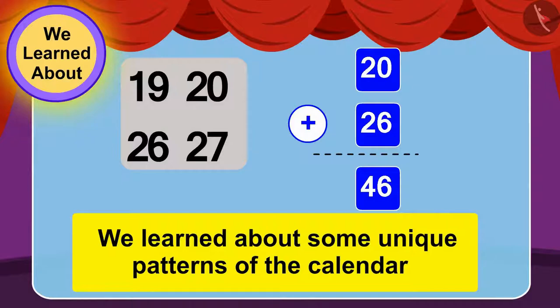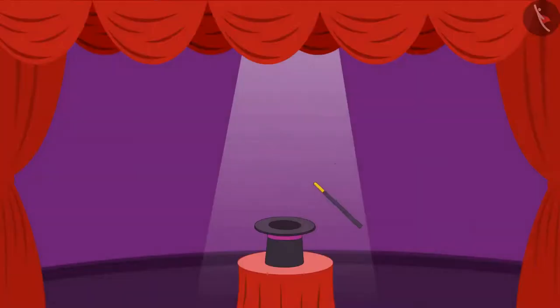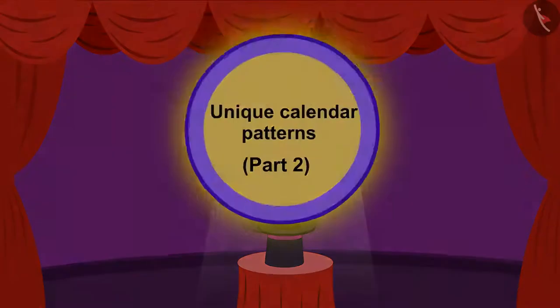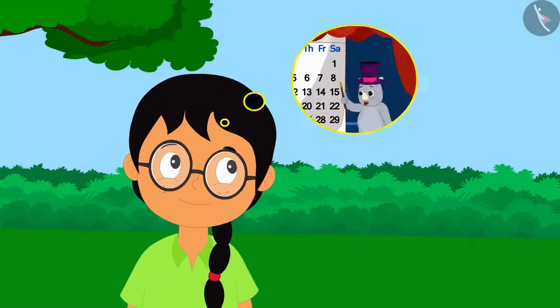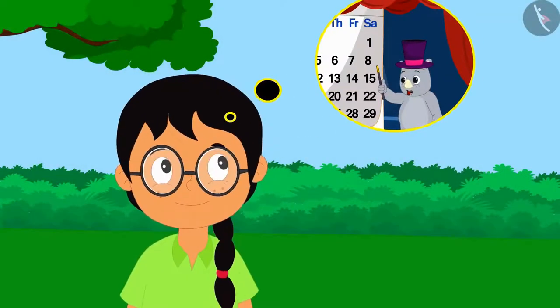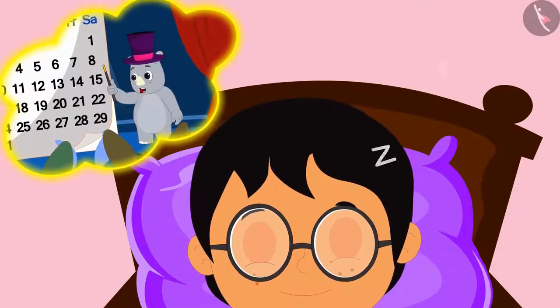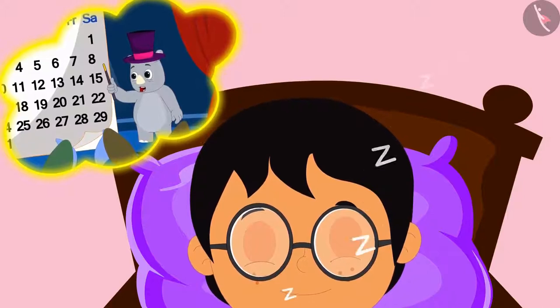In the previous video, we learned about some unique patterns of the calendar. In this video, we will see some more interesting patterns of the calendar. Meenu was very excited after seeing Gaggu's magic. She went to sleep that night thinking about Gaggu's magic.